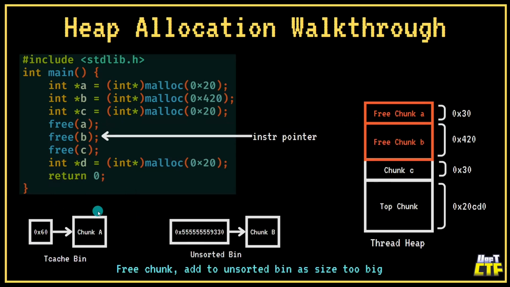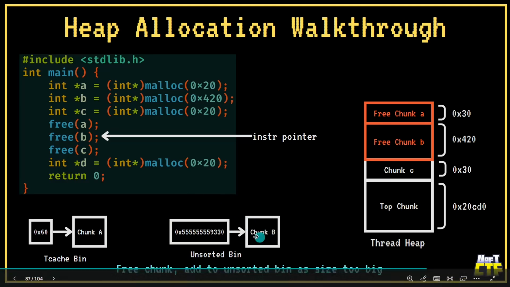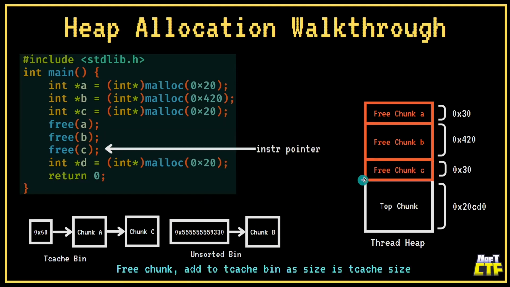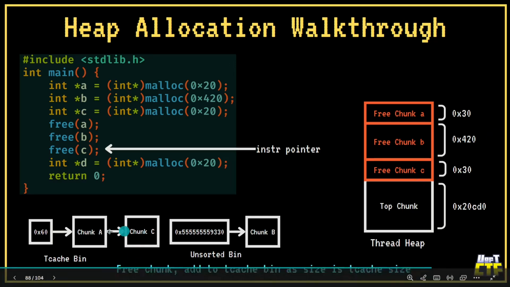And then for the second free, the chunk that we free for B is a little bit bigger, and it actually belongs to the unsorted bin. So we're going to set up the unsorted bin to point to it. The first element is now going to be chunk B. And once you free chunk C, you're going to be adding to the linked list because chunk C has the size of Tcache. So we're going to be adding it to the Tcache bin, and it's going to be at the end of the linked list as well.